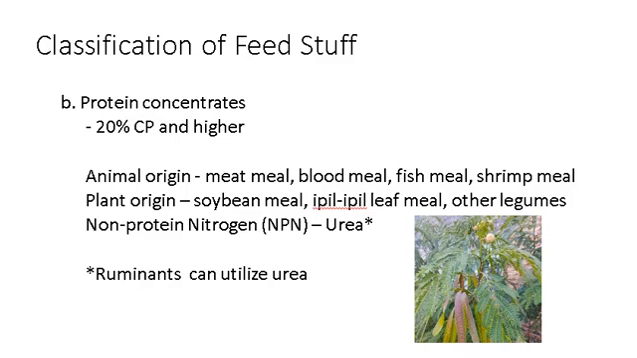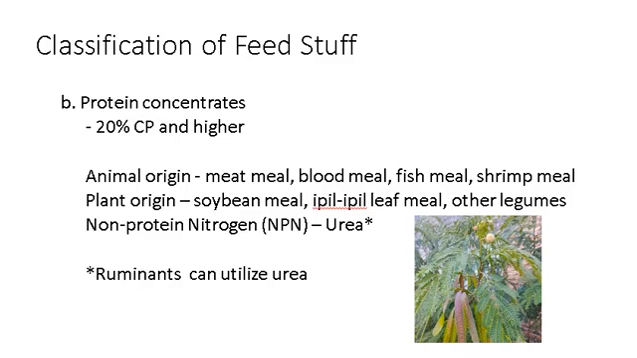Meron din namang plant origins: soybean, ipil-ipil, and other legumes. So like beans, ganyan. That's under legume family. Legumes in general are very high in protein.